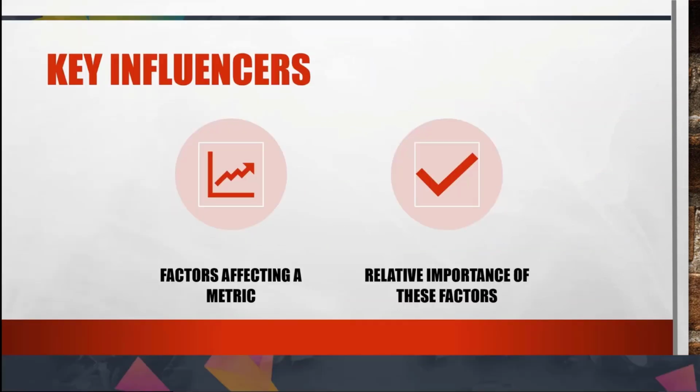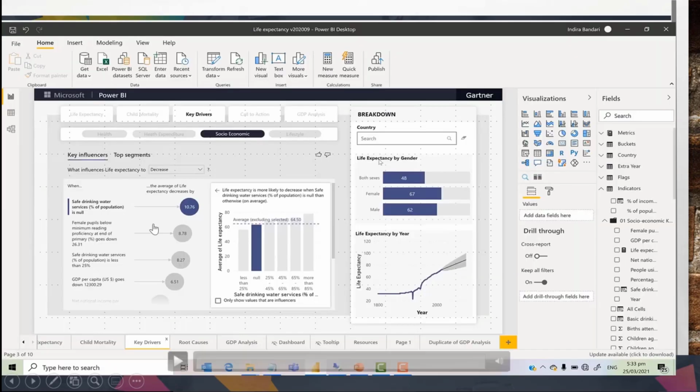Okay, what is the key influencers visual? The key influencers visual is a great choice if you want to find out what factors are affecting a metric that is being analyzed, and also what the relative importance of these factors is. For example, short-term contracts affect churn more than long-term contracts, isn't it? So something like that. So let's get into the demo part of it.